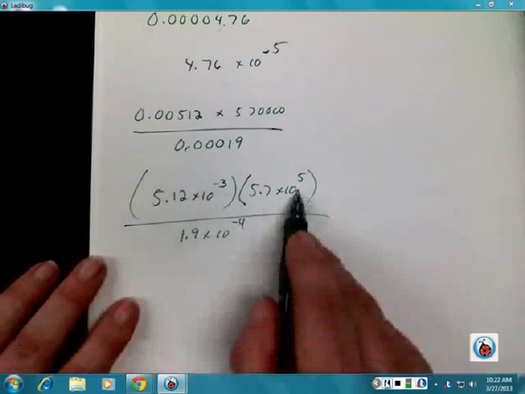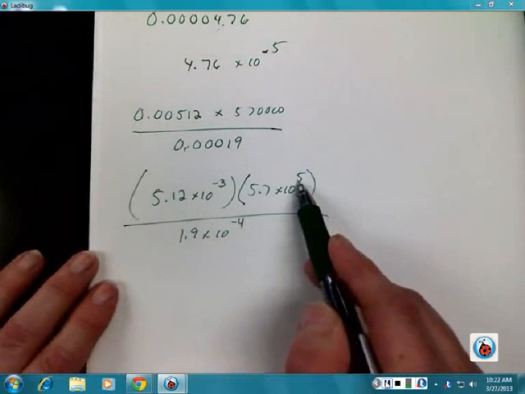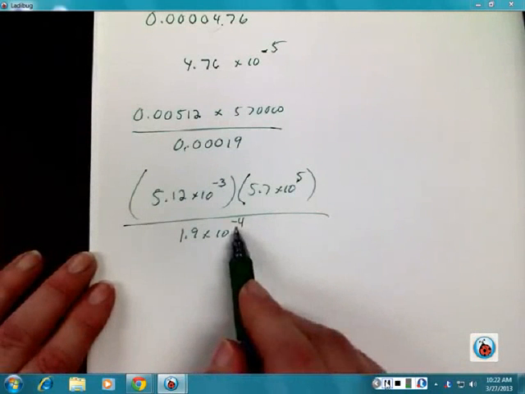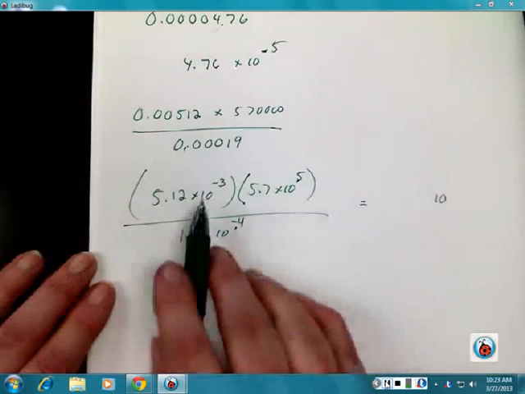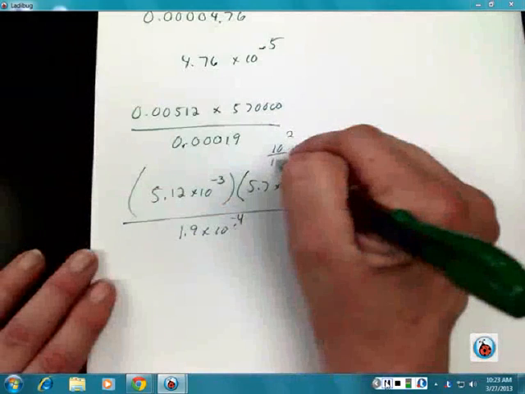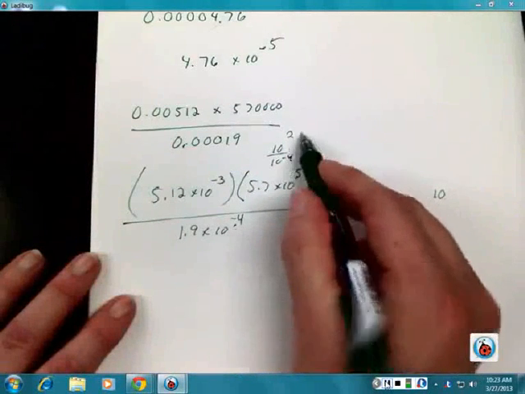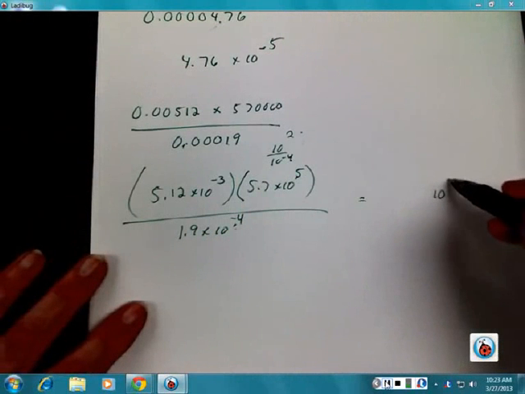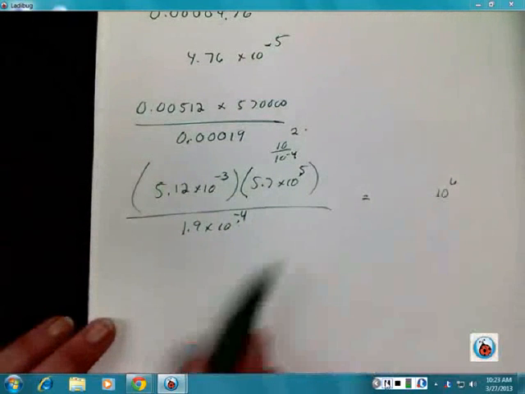My exponents, I can just do those as I've been doing them. Negative 3 plus 5. What's negative 3 plus 5? 2. Minus a negative 4. Out of here, I ended up with 10 to the positive 2, all over 10 to the negative 4. So 2 minus the negative 4, or that 4 is going to come up on top, so 2 plus 4. 2 plus 4 is 6. So my exponent piece of this is 10 to the 6th power.